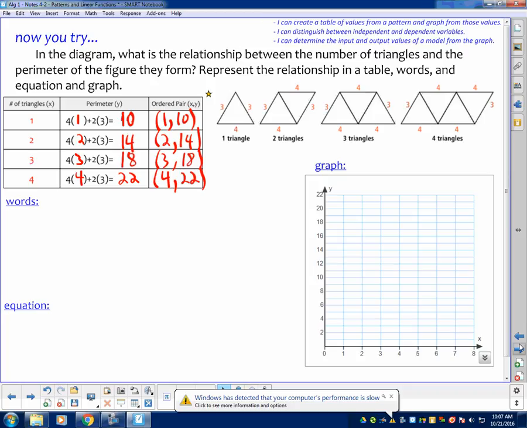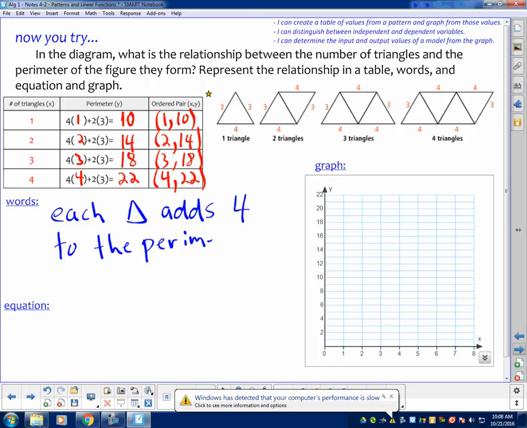So let's describe in words what's happening. Each time I add a triangle, I add how much to the perimeter? Yeah, each triangle adds 4 to the perimeter. You think you could write an equation for this based on my table? Y equals 4x plus 6 is correct.